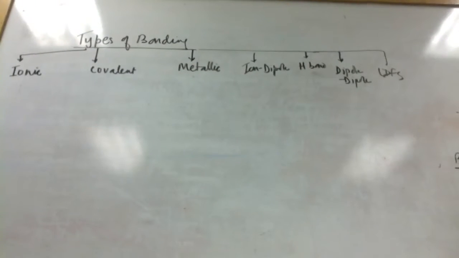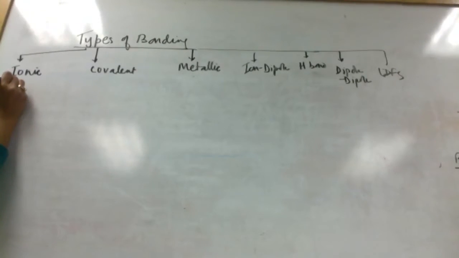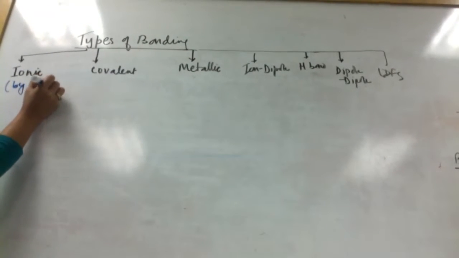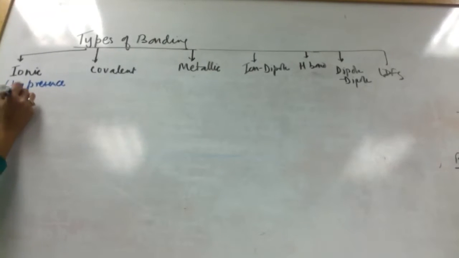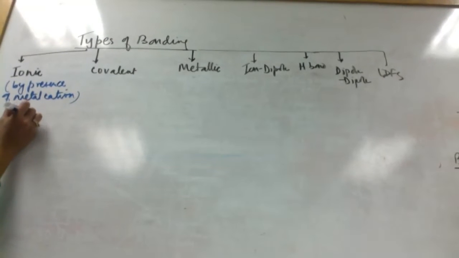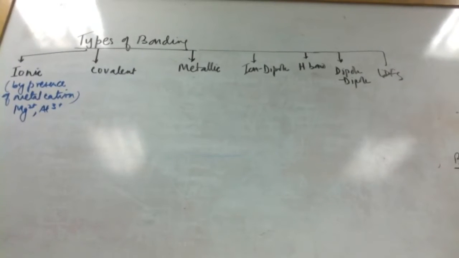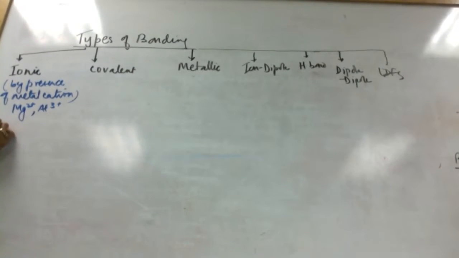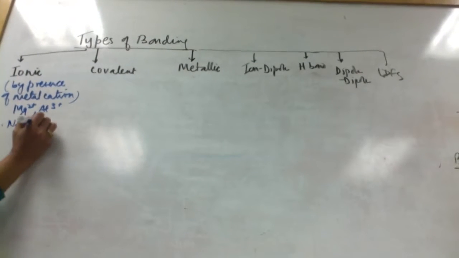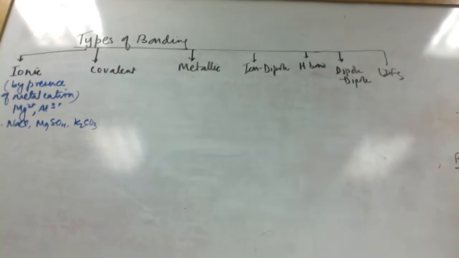Ionic bonds are formed by ionic compounds, and you identify them by the presence of a metal cation. When I say metal cation, I mean Mg2+, Al3+, not something like MgNaL. They are ionic compounds. So examples of these will be, can you think of any, guys? NaCl, MgSO4, K2CO3. All of these are ionic compounds.